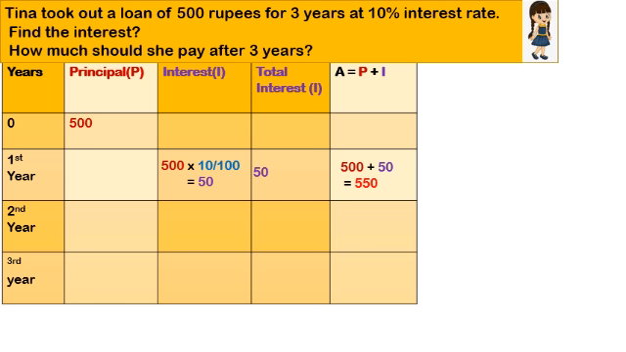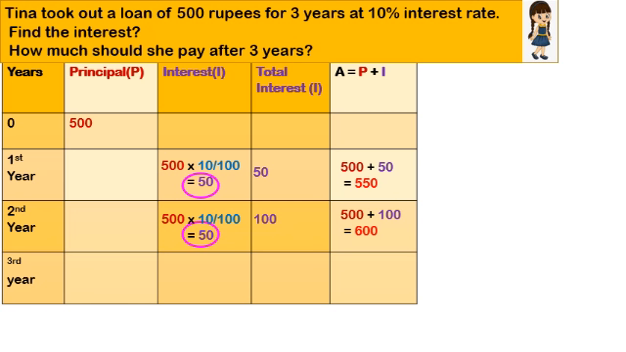See the second year's interest. Here also interest amount is based on the original principal. That is 500 into 10 by 100. We get 50 rupees. So second year interest is also the same. So the total interest at the end of second year is 50 plus 50, that is 100 rupees. So the total amount at the end of the second year is principal plus total interest. That is 500 plus 100. We will get 600 rupees.